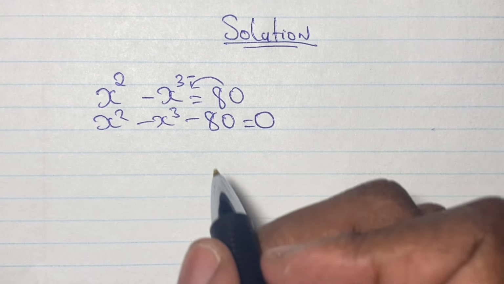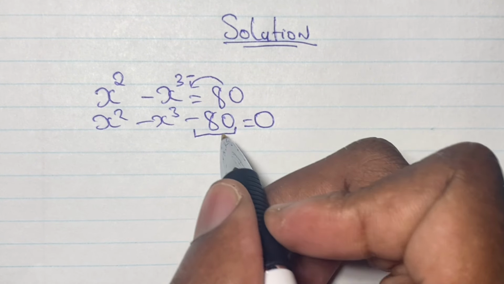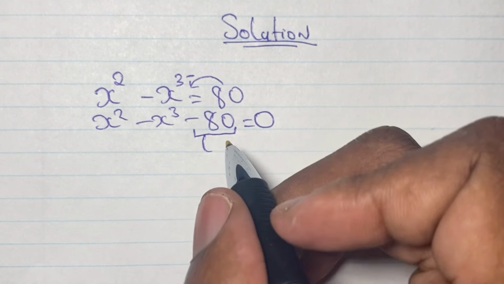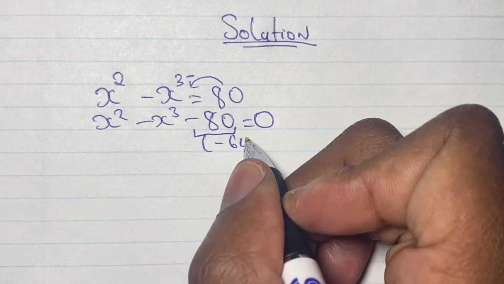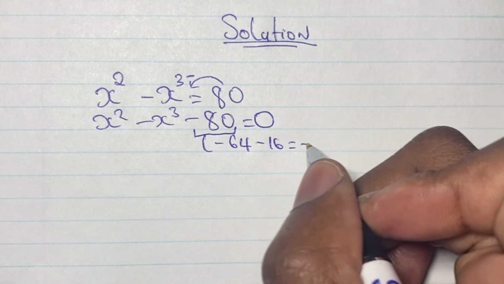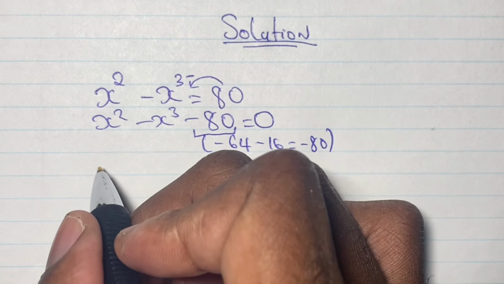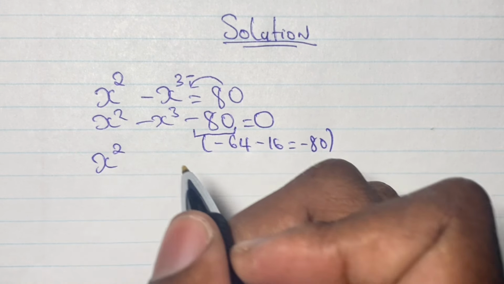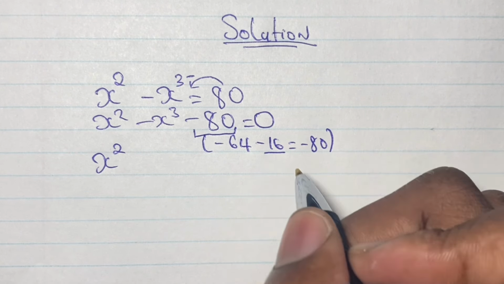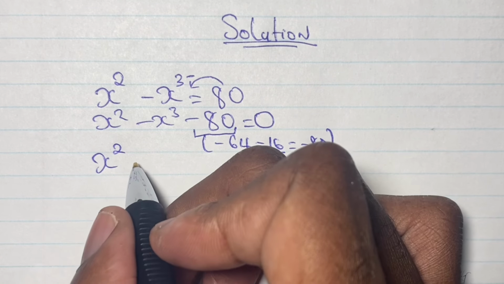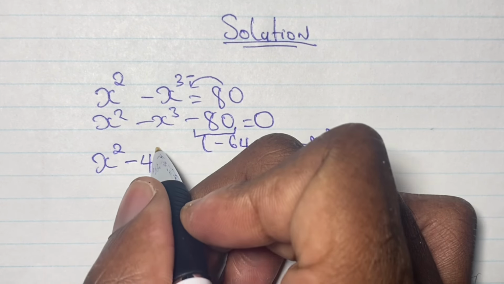Now we can take our 80 and break it into two parts, where we have negative 64 minus 16. You will see why we choose these numbers in just a bit. Now we're going to plug these numbers into our equation as follows. So we have x squared minus 16, and 16 is a squared number, which is 4 squared. So we have minus 4 squared.